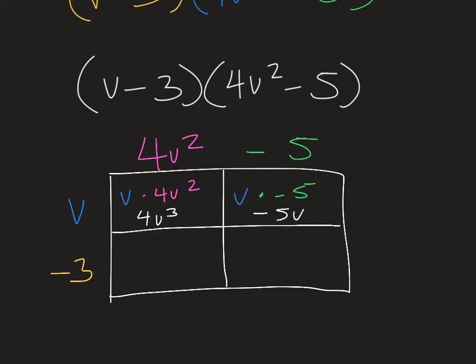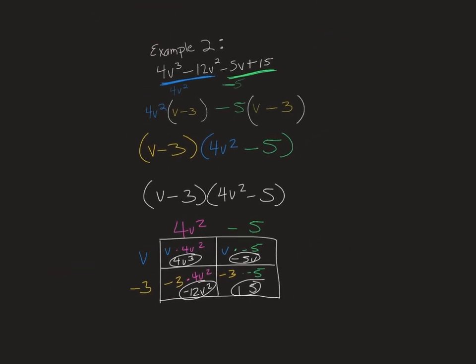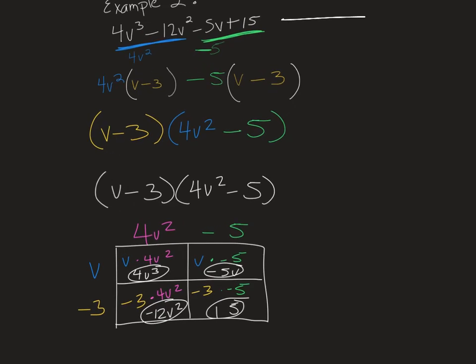Here if I do negative 3 times 4v to the second, that gives me a negative 12v to the second. And last but not least, if I multiply negative 3 times negative 5, that gives me a positive 15. So if I compare each of these 4 terms that I just got by multiplying the answer back together again, you're going to see it matches with all the terms that were in my original problem.